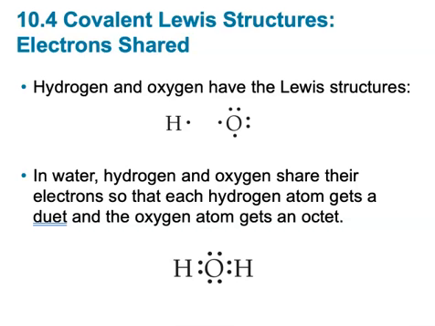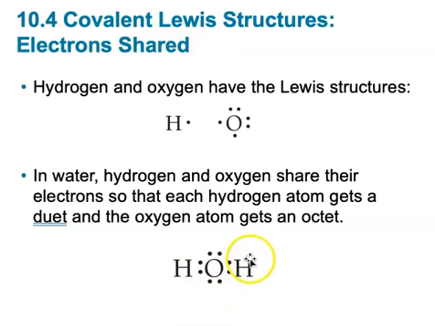In water, hydrogen and oxygen actually share their electrons so that each hydrogen atom gets a duet and the oxygen gets an octet. So what happens is we see these electrons. Hydrogen is going to share its 1 electron with oxygen, and oxygen is going to share 1 electron with hydrogen. And this pair of electrons is actually going to orbit around both the oxygen and the hydrogen.